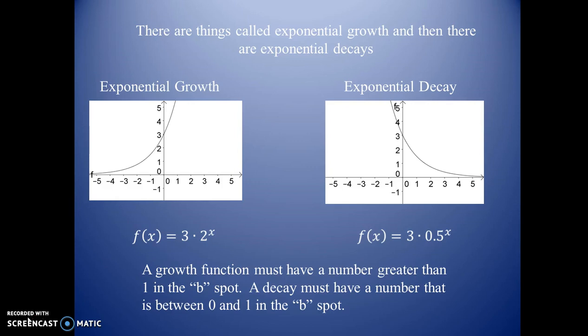If you want it to be an exponential decay, then you will need a number in the b spot that is between 0 and 1. It can't be negative, and it can't be the number 1, but it can be between 0 and 1. So 0.5 is why that's an exponential decay.